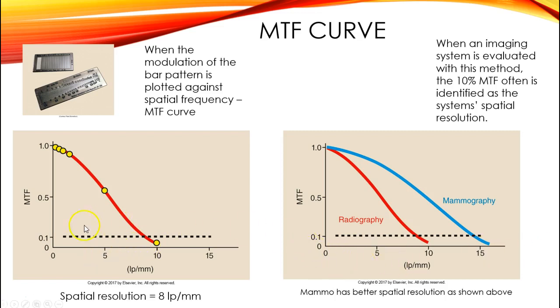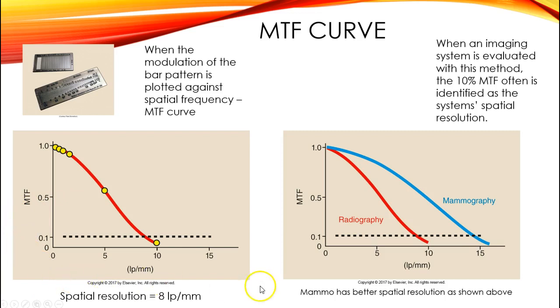So let's take this first slide right here. They've plotted these points and made a curve out of them. And then they've made this dotted line on the 10% part of the MTF axis. When they intersect that here, that gives them the line pairs per millimeter of this system. So this system with this MTF curve, the resolution equals approximately 8 line pairs per millimeter.